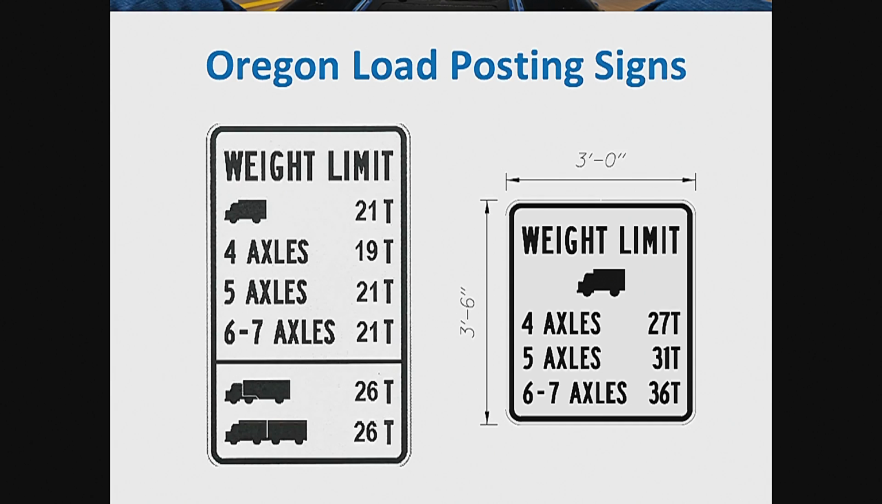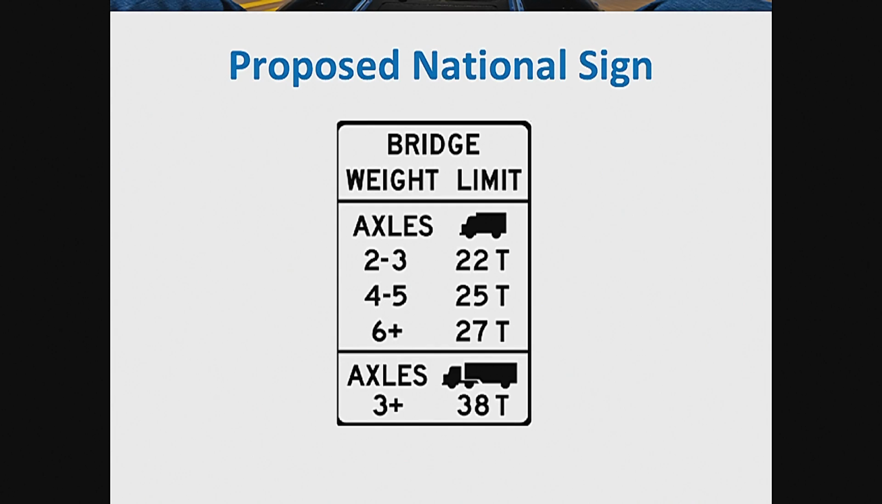If a bridge only needs to get posted for the specialized hauling vehicles, we can use the sign on the right. We only list the vehicles that actually need to be posted for. So sometimes you'll just see one that says 6 or 7 axle trucks on it. This is the proposed national sign. It's still under review right now.